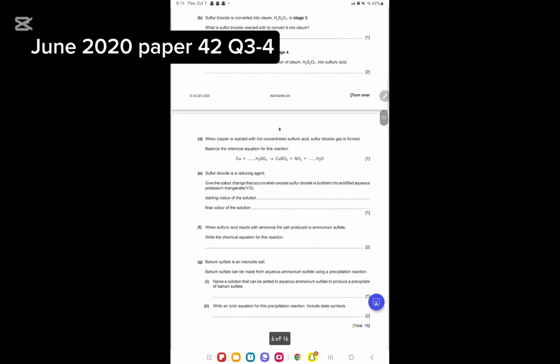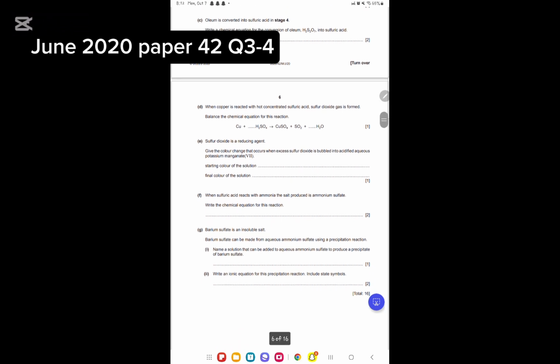Now part B, sulfur trioxide is converted into oleum, H2S2O7, in stage 3. What is sulfur trioxide reacted with to convert it into oleum? It is reacted with H2SO4. So please remember this. Now H2SO4 is sulfuric acid. Oleum is converted into sulfuric acid in stage 4. Write a chemical equation for the conversion of oleum, H2S2O7, into sulfuric acid.